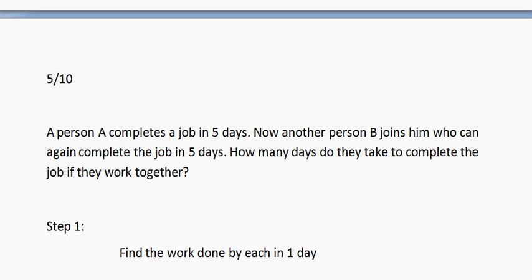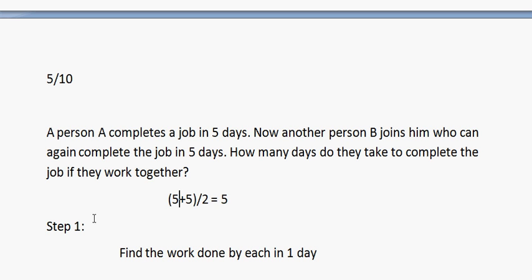The most illogical answer would be 5 plus 5, taking an average of these, right? So 5 plus 5 by 2 is equal to 5. Now see, A completes job in 5 days, B complete in 5 days. If they are working together, it should be less than 5 days, right? So average cannot be answer in this case. So this is clearly wrong.